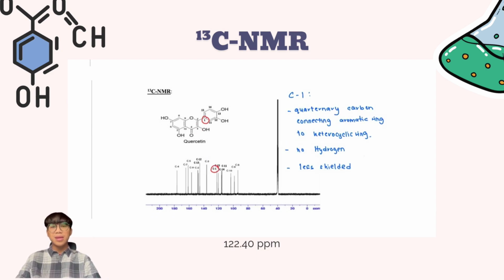Now let's take a look at carbon number 1. Carbon number 1 is located at the right aromatic ring and is a quaternary carbon that connects the aromatic ring with the heterocyclic ring.